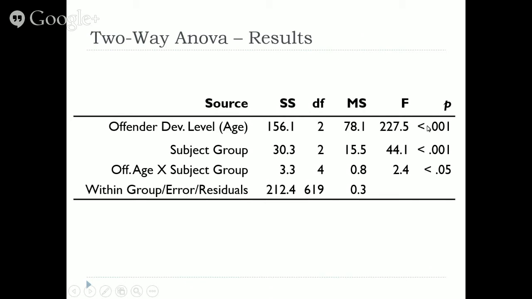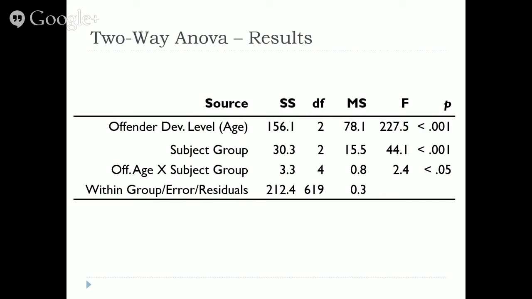Now this is a huge F, so yeah, the offender age is very significant. It's highly statistically significant, which means there was a pretty big difference between the mean accountability ratings at the different offender ages. Then you see the main effect of the other factor, subject group. It's a smaller effect, but an F of 44 is still pretty huge. So the subject groups in general gave different ratings of accountability, irrespective of offender age.